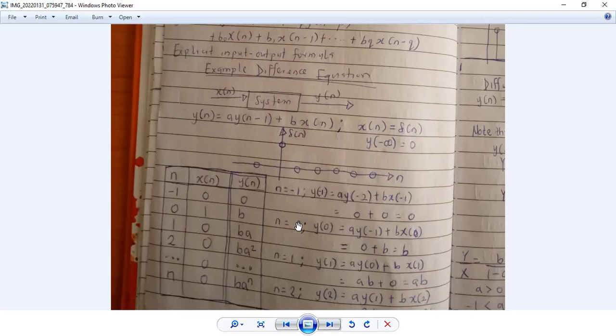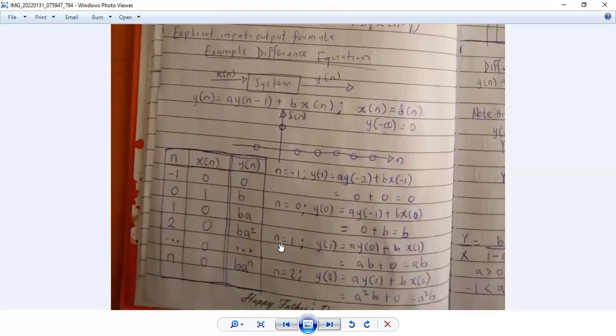Then when n is equal to 0, we just plug 0 into this equation. So you have a y of -1 plus b x of 0. We got y of -1 as 0, so that's why there's 0 here. Then b x of 0: this is the input, and at 0 you have an impulse of 1. So b times 1 is b. So you have 0 plus b, which is b. So at n equal to 0, the output is b.